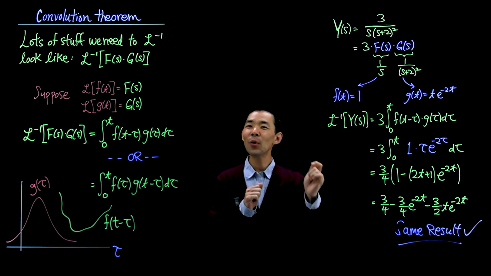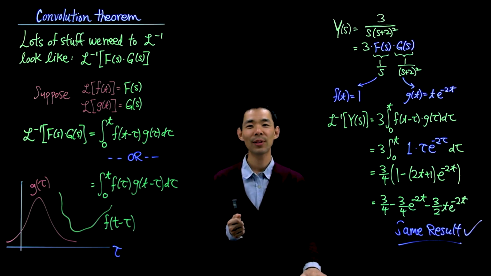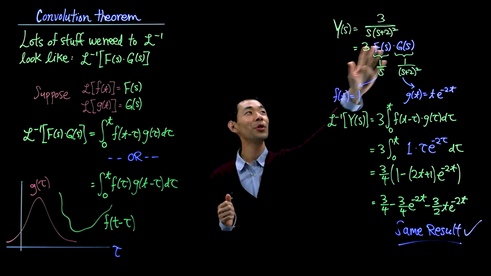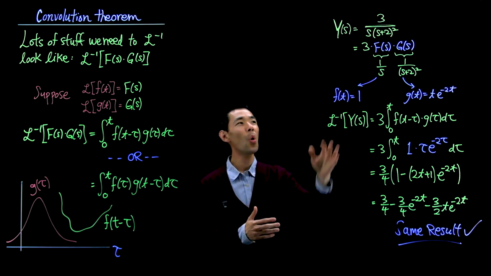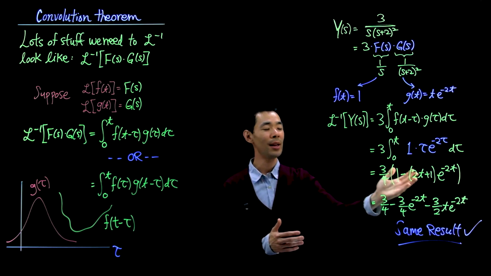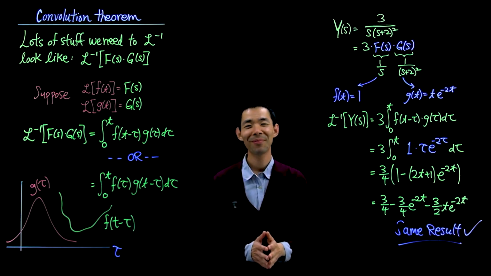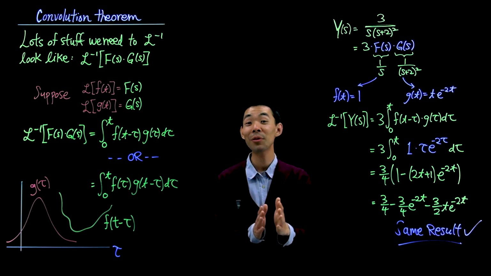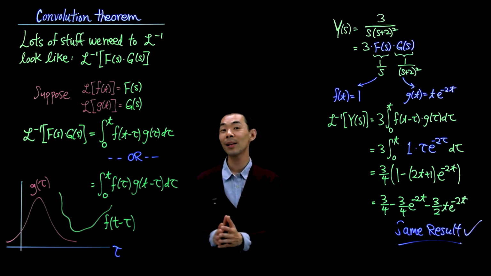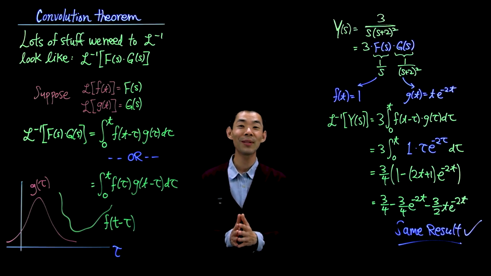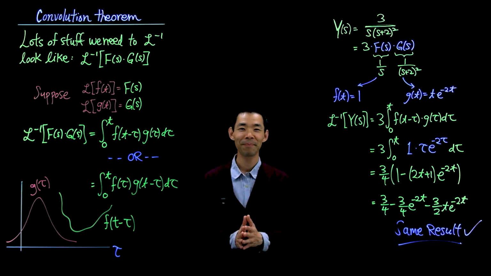So you have multiple different techniques now. You can either use the partial fractions to break this term up into terms that you can invert easily, or you can use the convolution theorem and integrate, and you should get the same result. So it's just another toolkit that you can use to invert from the Laplace domain back to the real domain, because like I said, that's often the most difficult part with Laplace transforms.